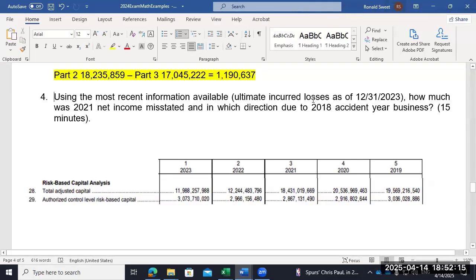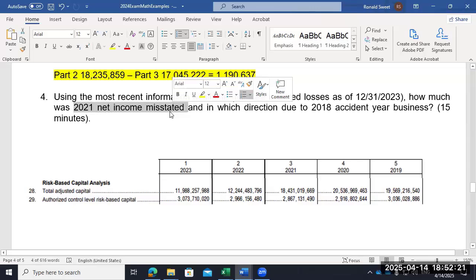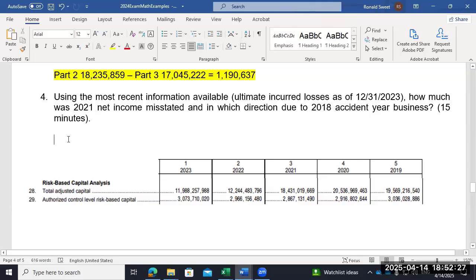That's what these things are. So what I'm asking is how much was their 2021 net income misstated for the 2008 business, and in which direction? A couple of things to be careful with here. First of all, we're talking about net income, but we're looking at claims. So if they overstate claims, they've understated net income, right? If they understate claims, they've overstated net income.